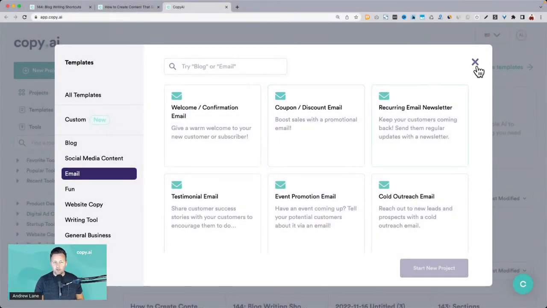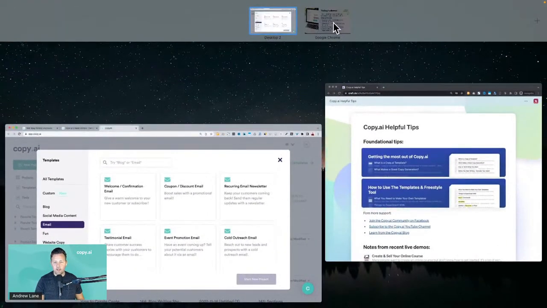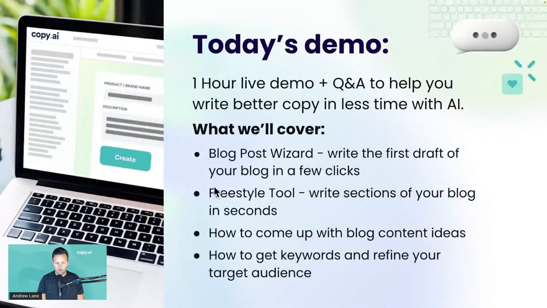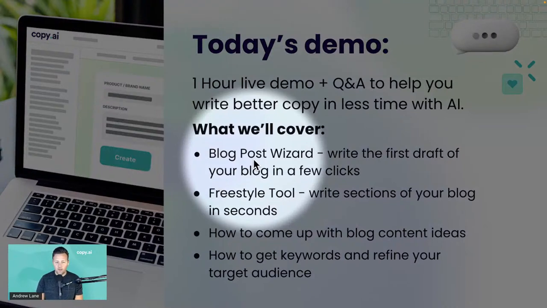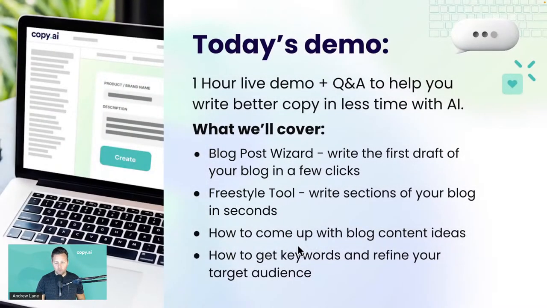All right, so let's go ahead and pause there and go back to our outline today. There's going to be a lot more we cover. That was a quick intro of the blog post wizard. Next, I'm going to dive into some of the things you can do with the Freestyle tool to write more content for anything very quickly. And then we'll dive into some other topics.